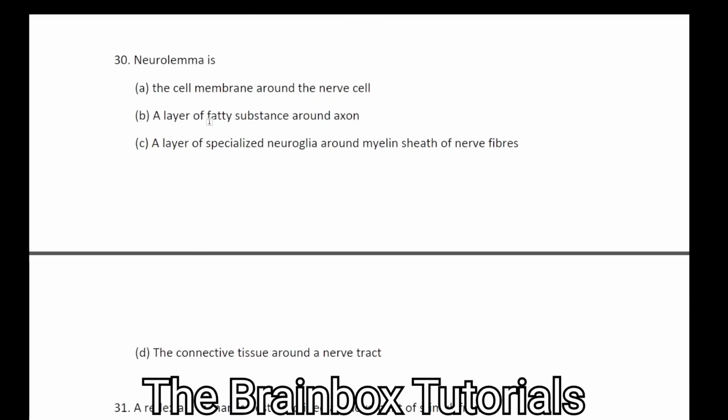Number 30. Neurolemma is option A the cell membrane around the nerve cell, option B a layer of fatty substance around axon, option C a layer of specialized neuroglia around myelin sheath of nerve fibers, and option D the connective tissue around a nerve tract. And the correct option is C a layer of specialized neuroglia around myelin sheath of nerve fibers.